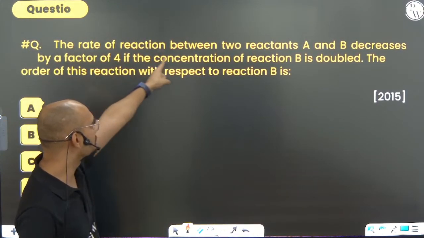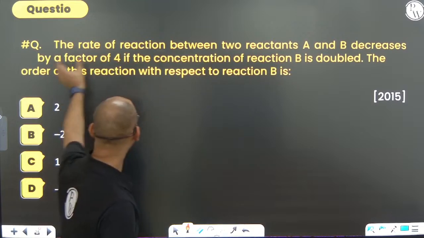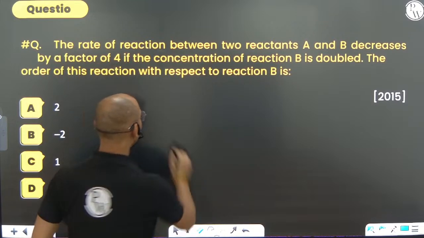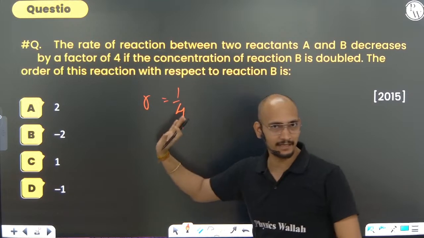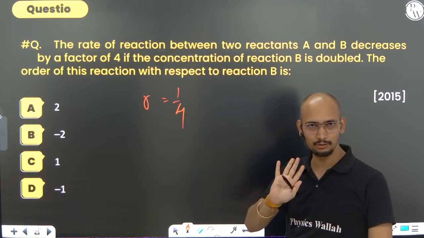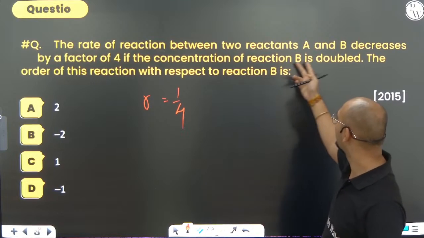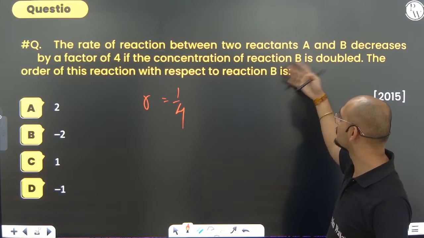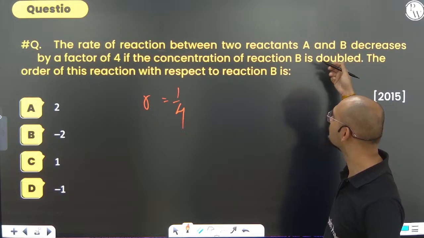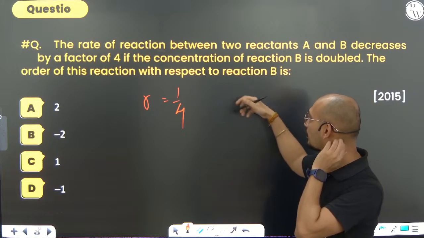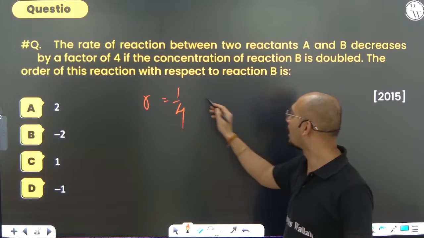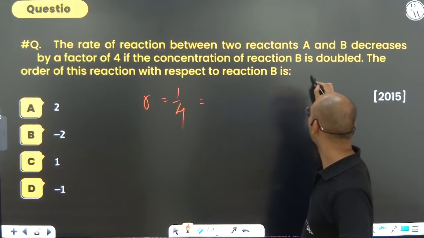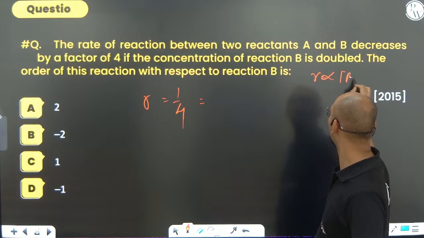The rate of reaction between two reactants A and B decreases by a factor of 4. Okay, the rate is becoming 1 by 4. I'm directly writing it, not writing R by 4 or anything, because I told you why. And the concentration of B becomes 2 times. Then the order with respect to B. It is only asking for B, not for A. So we can consider that R is directly proportional to B to the power x.